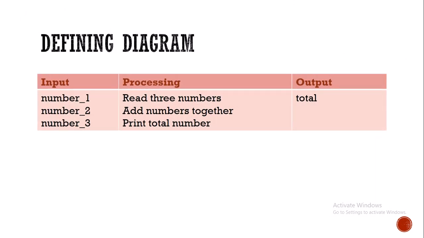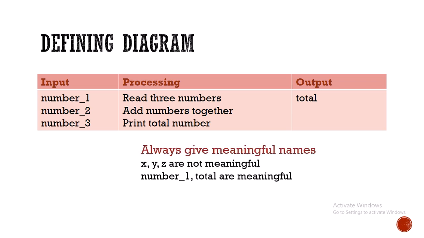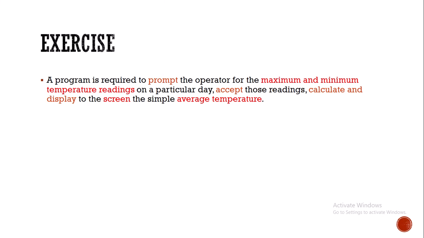Input is usually associated with verbs like get, read or input, so three numbers will go in the input column, and as output has keywords like output, print or display, we clearly get that total is going to be the output. The processing we have to do is read three numbers, add the numbers together and print the total. A new thing that you must take care of while identifying input and output is the names for input and output variables, so you should use meaningful names like number_1 and total.